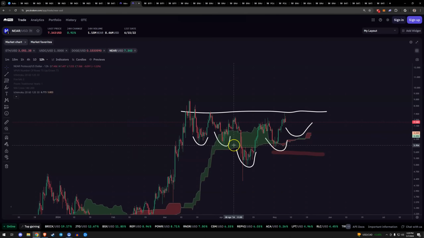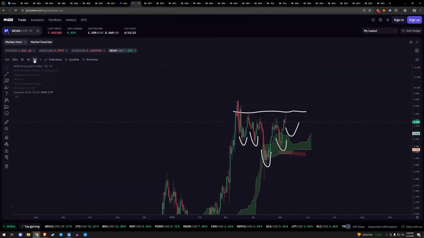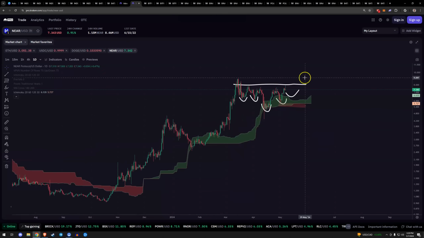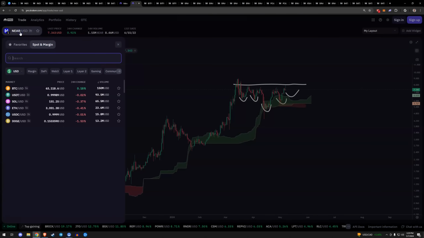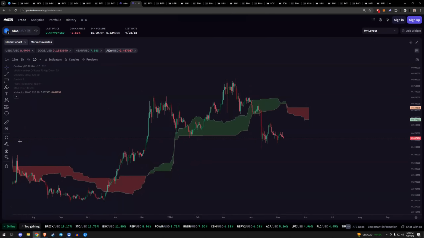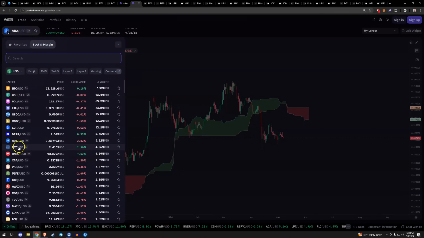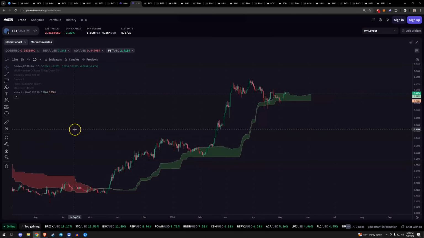But what you'll notice is it's still above the cloud on the daily. It's still above the cloud on the 12-hour, right? Like the pattern helps you maybe with the breakout trade or with the entry of the breakout trade. But the cloud is still telling you this still leans bullish. And we can go down the list for the rest of this stuff. Almost nothing is above the daily cloud right now. So that really says, again, the strength of Near.